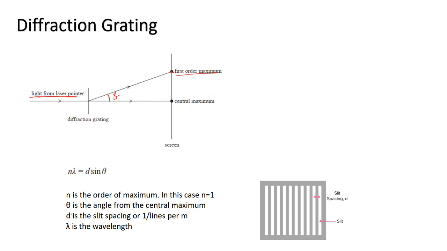So a lot of people have confusions with this d. What is this d? This diagram will help you a lot to identify what this d is. So let's say you have a diffraction grating with many slits, and the distance between two slits is your d, the slit separation or slit spacing.